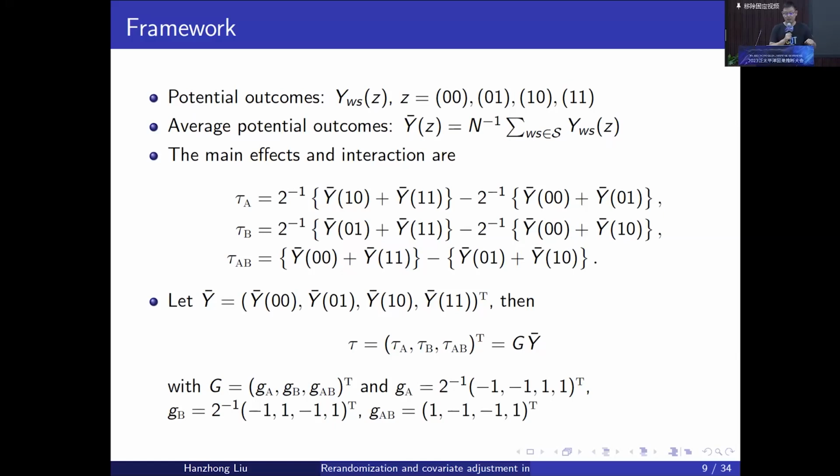If we let Y bar be the vectorization of the Y bar(z), then these three factorial effects in vector form are tau equals G times Y bar, where G is the contrast matrix.